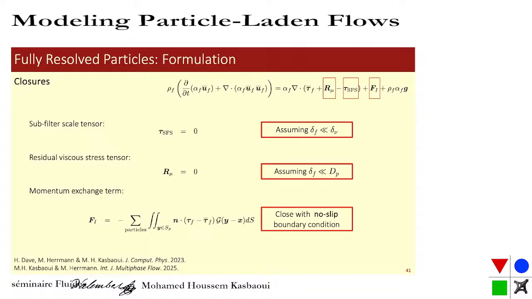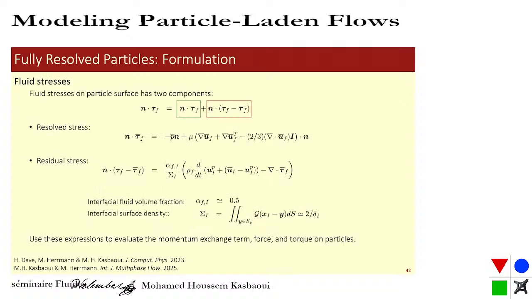Now, the momentum exchange term requires you to know what the stress tensor and filter stress tensor on the surface of the particle is. So this one, you have to close it somehow. I'll show you that you can bring the no-slip boundary condition here to perform the closure. So how do you do that? Well, this unfiltered vector here, so normal dotted with the fluid stress tensor, you can split it into two parts: a part that's based on the resolved stress tensor, and a part that's due to the residual, whatever is left. The resolved part you can get right like this, no problem with that. It's based on resolved quantities.